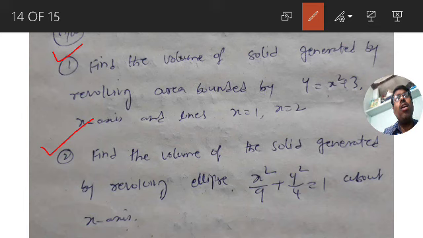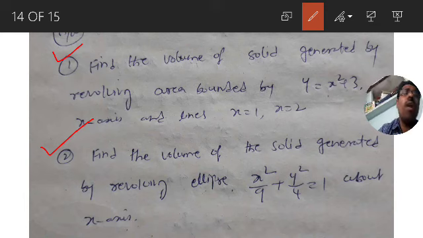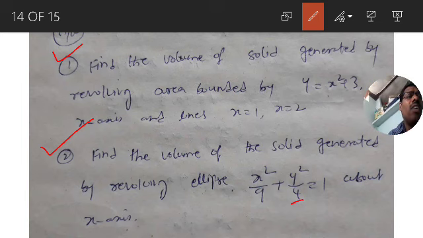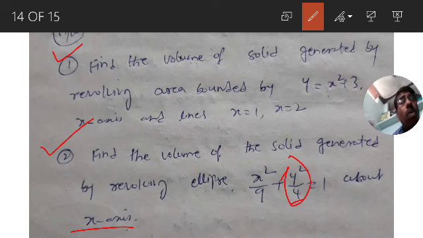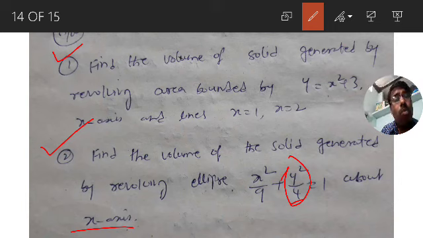Now coming to the second homework. Find the volume of a solid generated by revolving the ellipse x square by 9 plus y square by 4 is equal to 1 about the x-axis. So you can find y square by 4 is equal to 1 minus x square by 9. So y square is equal to 4 by 9 into (9 minus x square). That gives the y square value. And how to find limits? X-axis means y equal to 0. Put y is equal to 0, therefore x square is equal to 9, which means x is equal to plus or minus 3. That is x equal to minus 3 to plus 3. So you can find the limits.